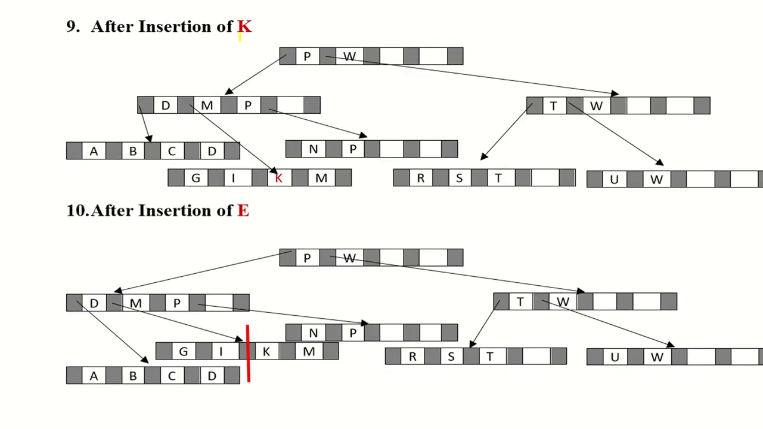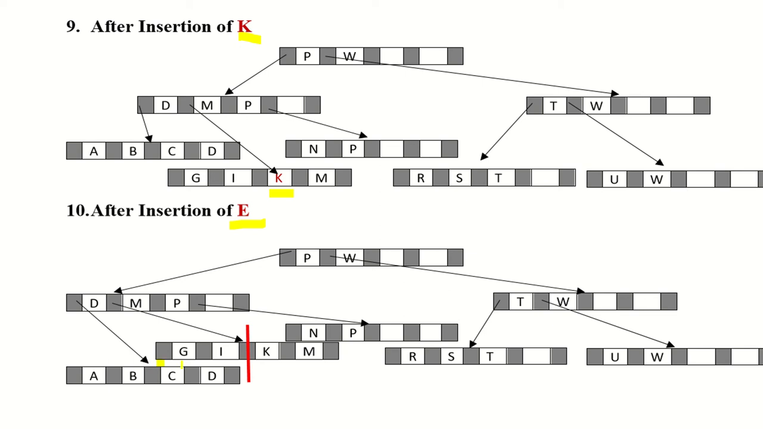Next, K. For K, what do we do? We have to search, we have to keep. See, already the spaces are available. That is why we straightaway go for inserting K. Next is E. For E also, what has to be done? E comes after D, within D and M. This is the slot where we have to insert. It is already filled, so now we have to go to splitting.